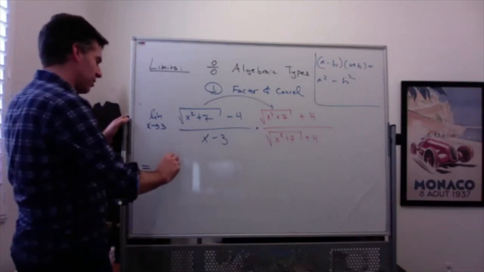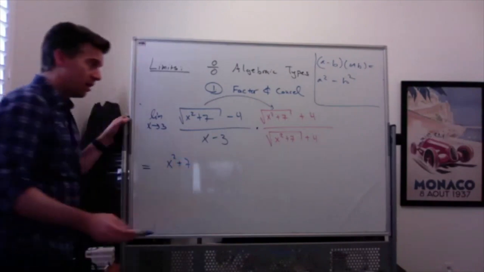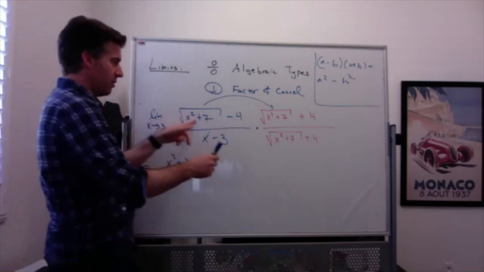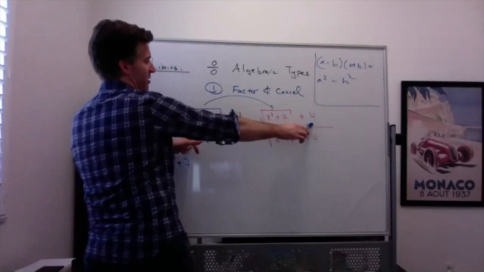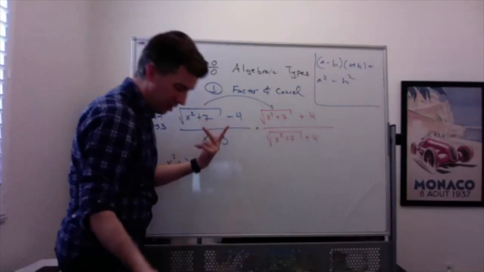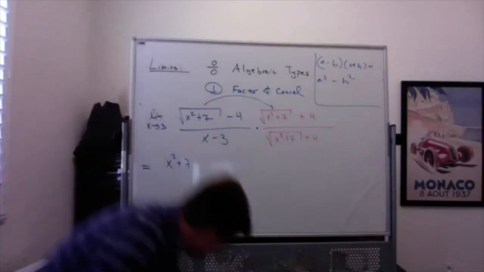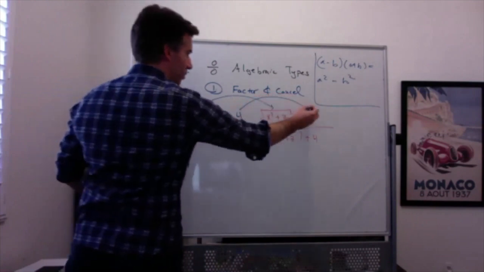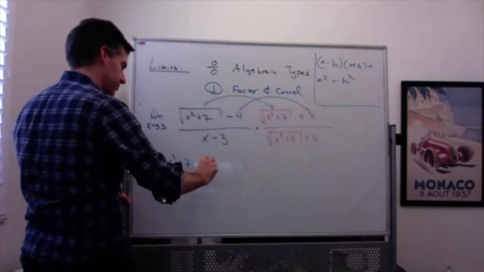Oh, I made a small error. That's all right. I'll fix it in a minute. And then the middle terms cancel. This times this is 4 times the square root of x squared plus 7. This times this is negative 4 times the square root of x squared plus 7. Those cancel each other out. So I'm not even going to write them down. And then we get negative 4 times 4, which is minus 16.